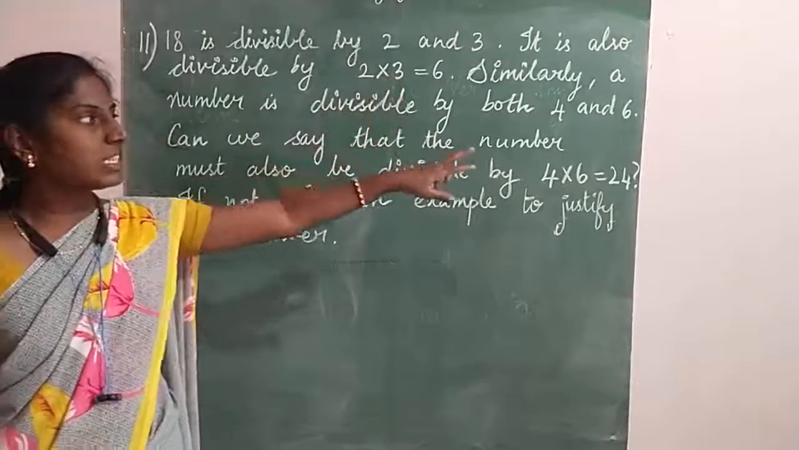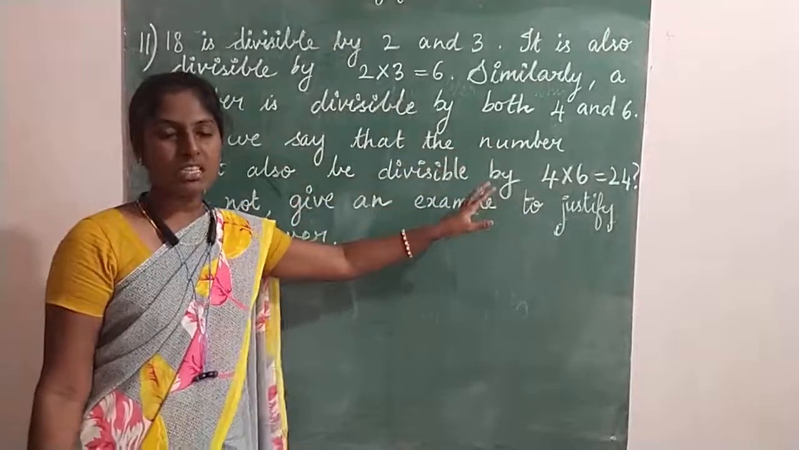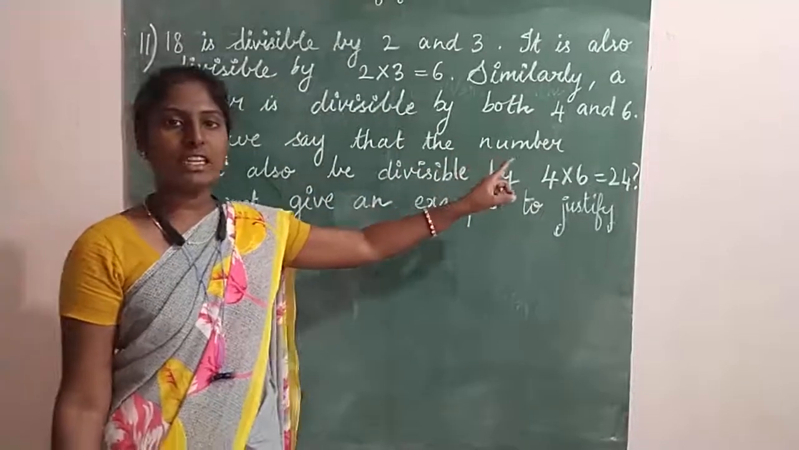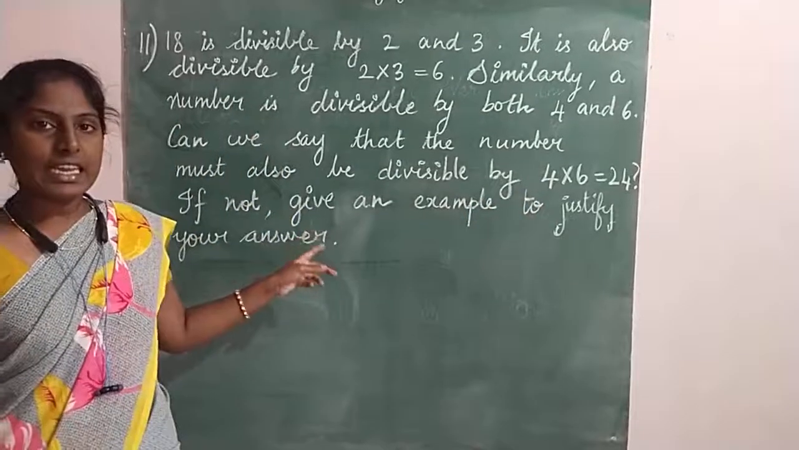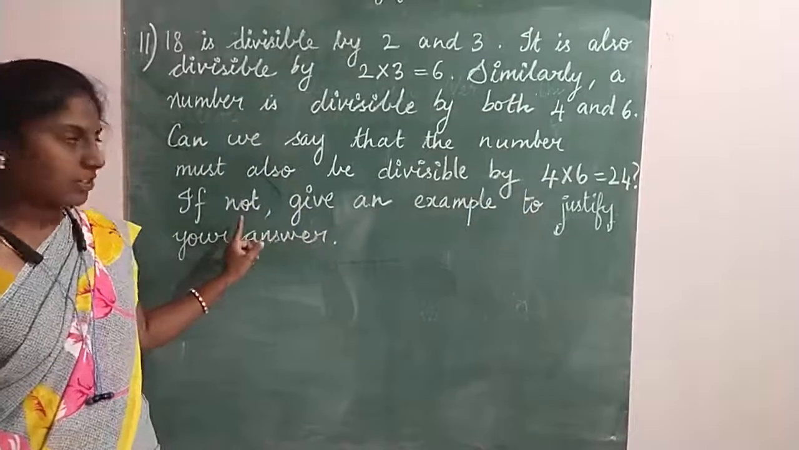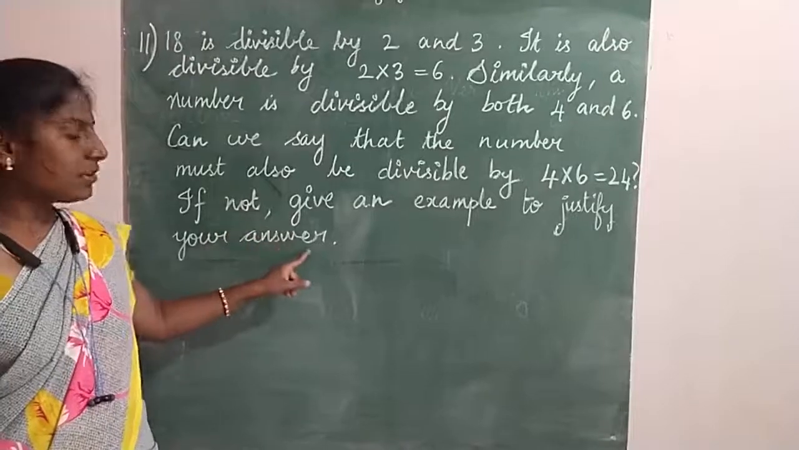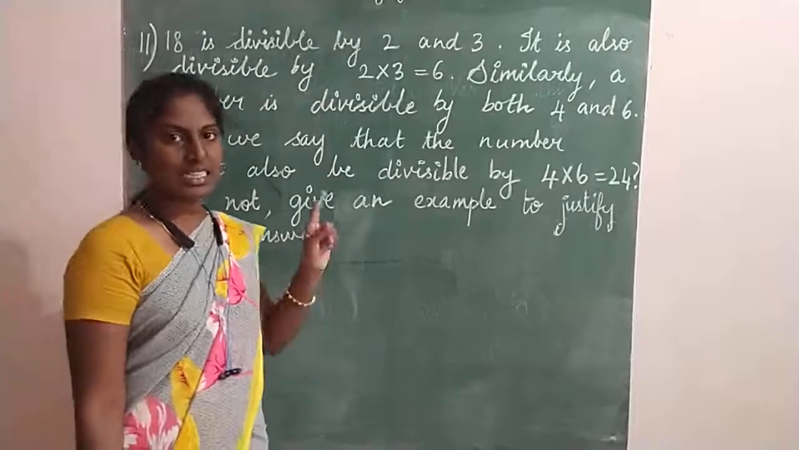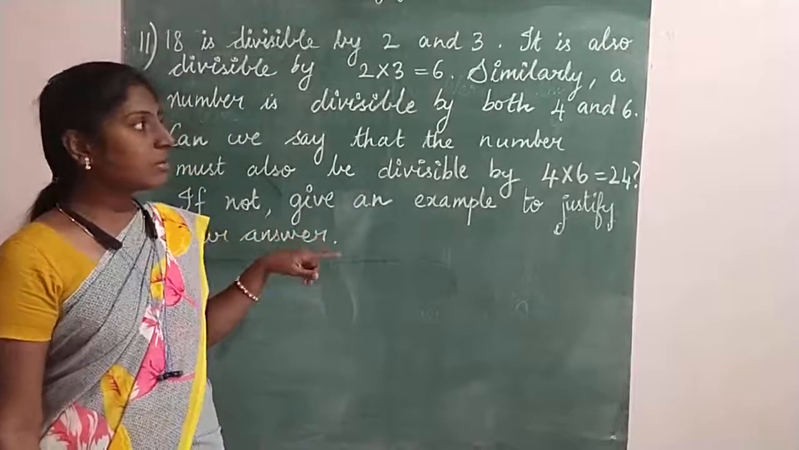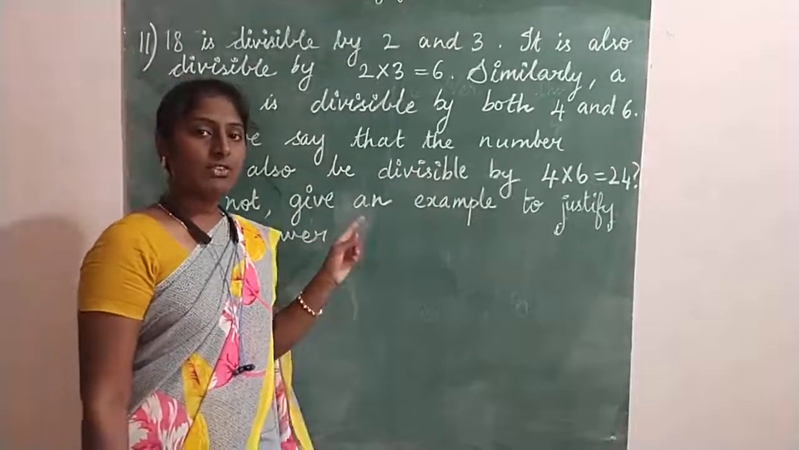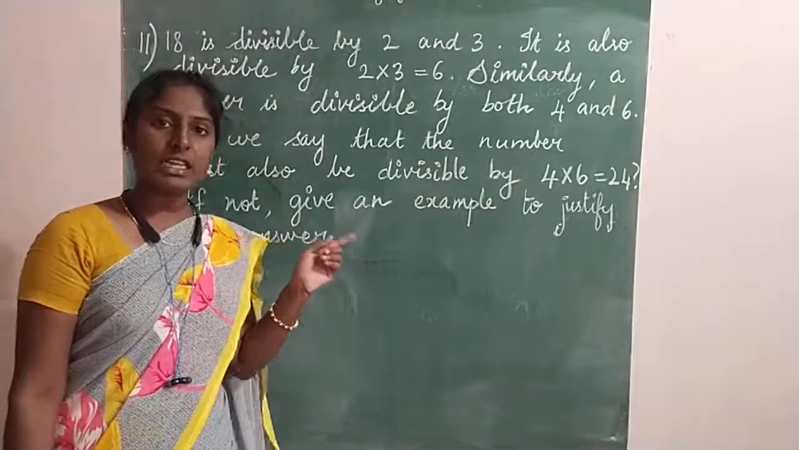But look at 4 and 6. 4 and 6 are not co-prime numbers. They have more than one factor as common factor. Okay. So let us take an example. So this statement is wrong actually. If not, give an example to justify your answer. So we are taking an example. Let us take 12. 12 is divisible by 4 or not? Yes. 12 is divisible by 6 or not? Yes. But 12 is not divisible by 24.